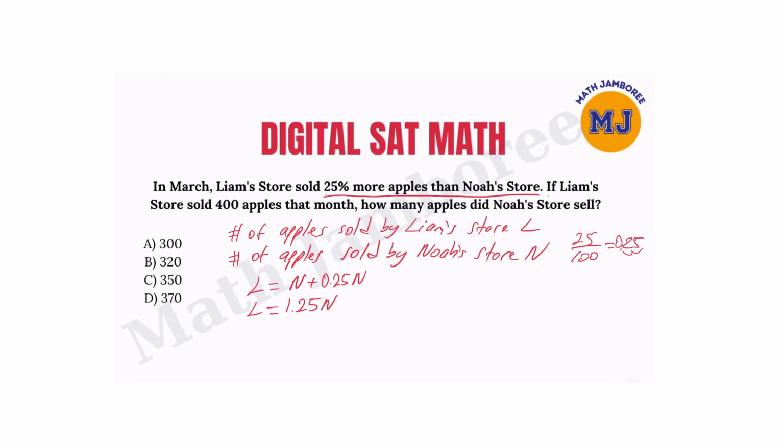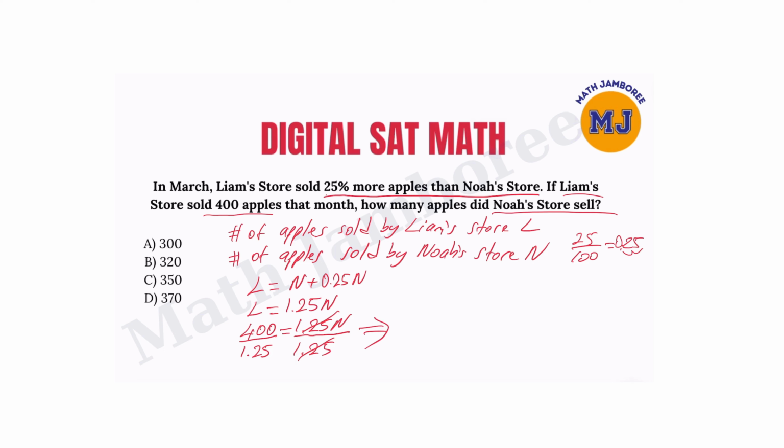And in the question, the Liam store sold 400 apples. So L is given to us. Let's go ahead and substitute that value in the equation. 400 equals 1.25 N. And this is what N is, something that we're looking for. To get N by itself, we will divide both sides by 1.25. So this cancels each other out.